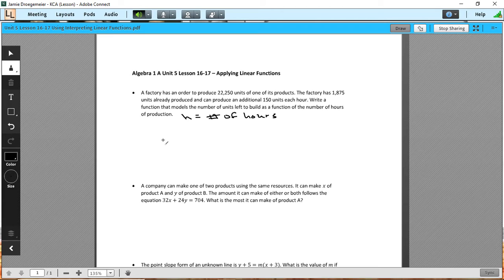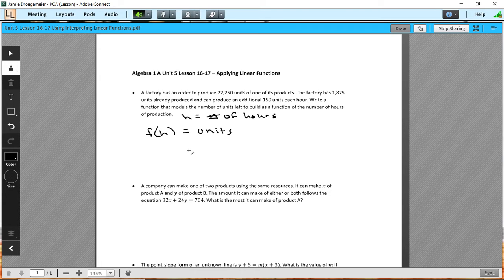and we'll have our function f of h that's going to tell us our units. All right, and so if we look at what we're trying to produce, we're trying to get to 22,250 units. We already have that 1875, and we can produce 150 units each hour. So we want to write that function.